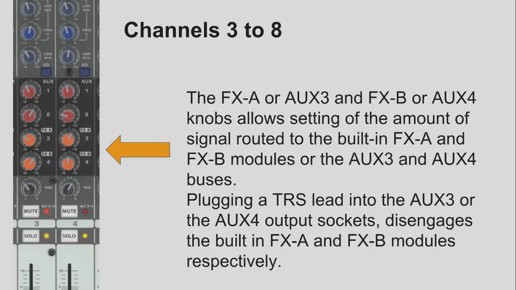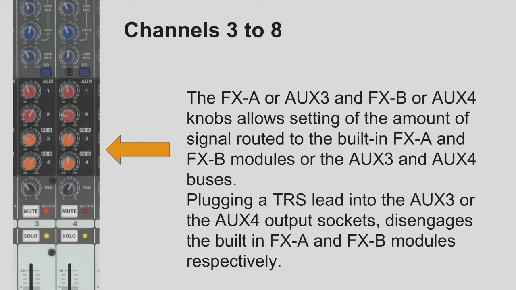The FXA or auxiliary 3 and the FXB or the auxiliary 4 knobs, the same again, allow setting of the amount of signal being routed to the FXA and FXB modules respectively, or to the auxiliary 3 and auxiliary 4 buses. Plugging a balanced lead into the auxiliary 3 or auxiliary 4 output socket disengages the built-in FXA and FXB modules respectively.